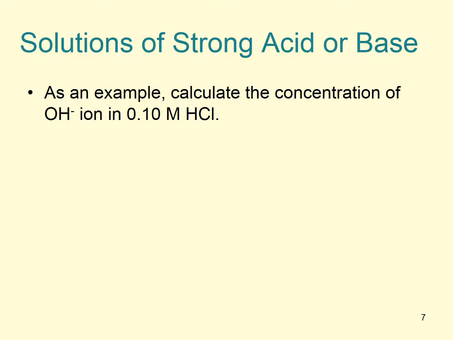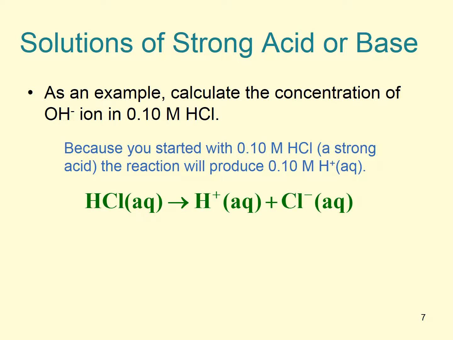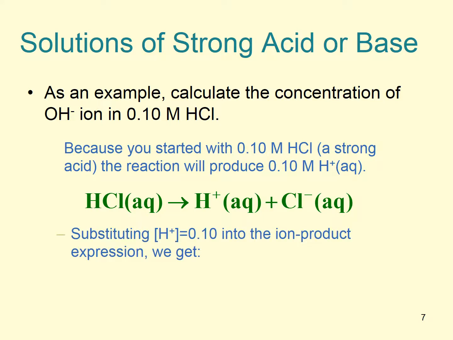Okay, so let's do an example. Calculate the concentration of OH- ion in a 0.1 molar HCl solution. Because HCl is considered a strong acid and completely dissociates, we know that the H+ concentration is equal to the HCl concentration, which is 0.1 molar. All right, there's the dissociation of acid, complete dissociation. So if we substitute 0.1 in for [H+], we can find the [OH-]. So here, 1 times 10 to the minus 14 equals 0.1 times the OH- concentration.